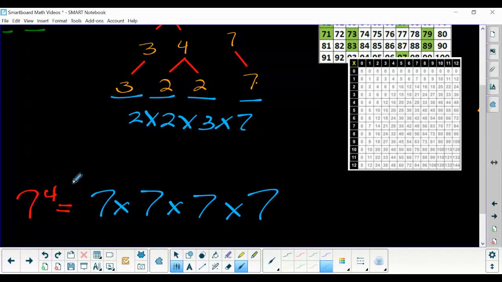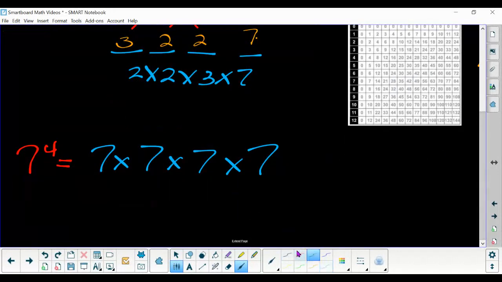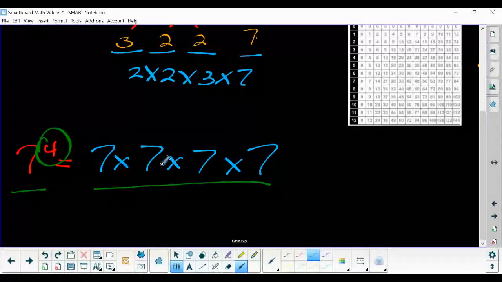And why do we use exponents? To save space. That's what we use it for. Look how long this is compared to how long this is. So that's the main reason why we use this number, to save space.